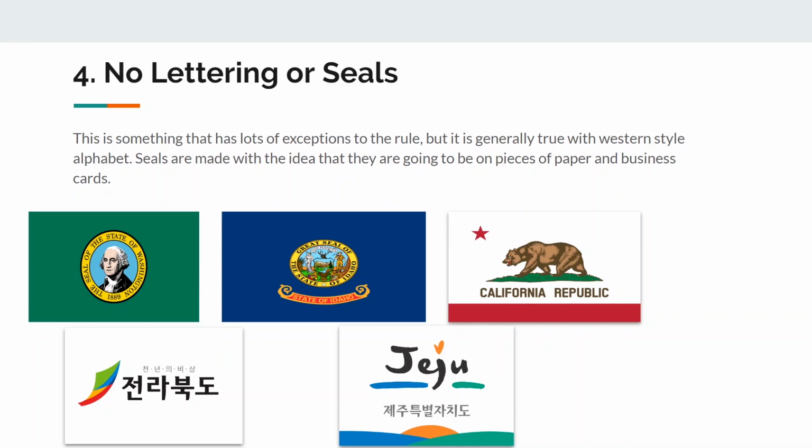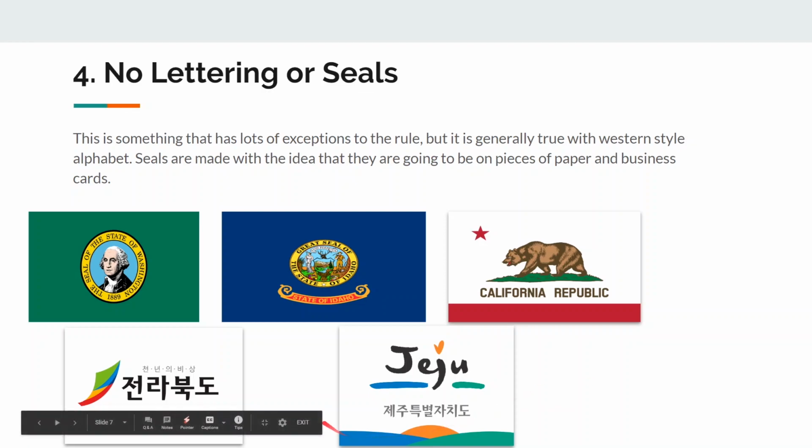Rule number 4, no lettering, no seals. Lettering being obviously words. There are exceptions, but we'll talk about this, especially for Western style alphabet, Latin or Cyrillic. Then seals are usually kinds of stamps. We put them on paper, on business cards. They don't look pretty on flags.